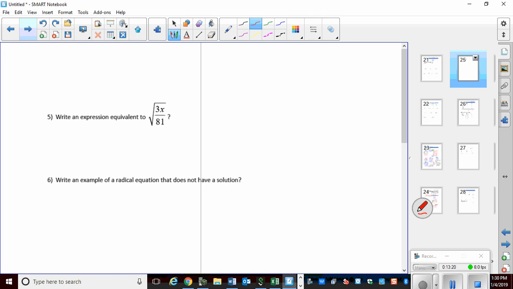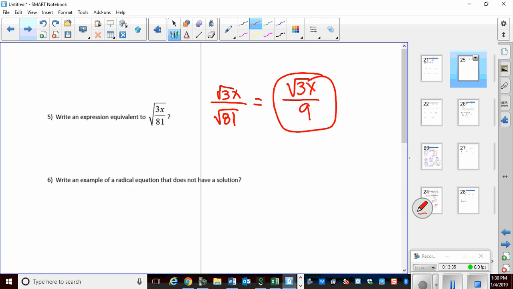Write an expression that's equivalent to this next part. So the square root of 3x divided by the square root of 81, and we're just separating those. It equals the square root of 3x divided by 9. Final answer.